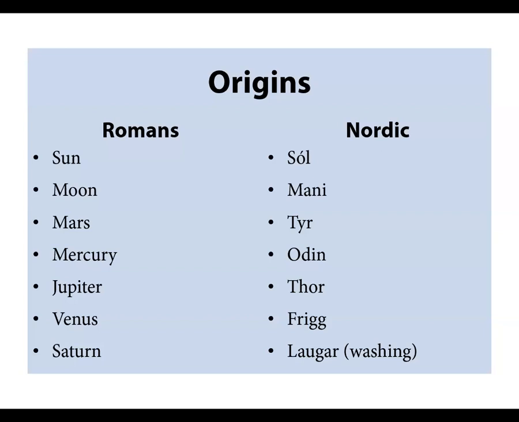So you see here both the Roman versions of the sun, the moon, and the 5 gods, Mars, Mercury, Jupiter, Venus, and Saturn. And then on the Nordic side, you have the sun, the moon, Tyr, Odin, Thor, and Frigg. And for some reason, they did not have a god that they associated with Saturn. Instead, they used Laugr, which means washing. And so to them, that last day of the week was the day that you did your washing.